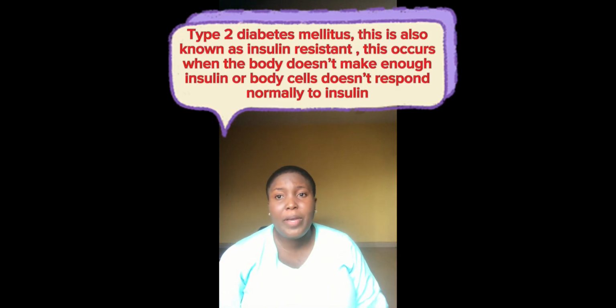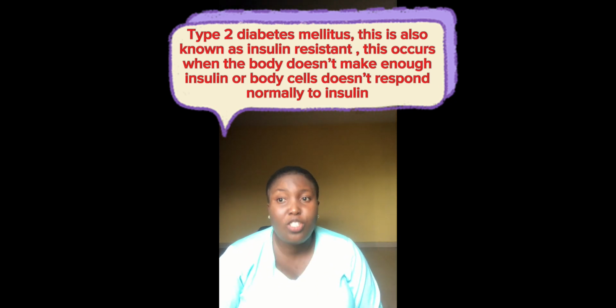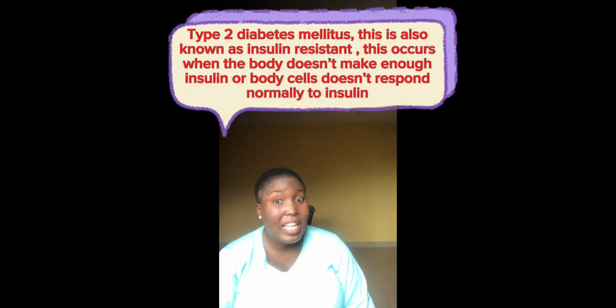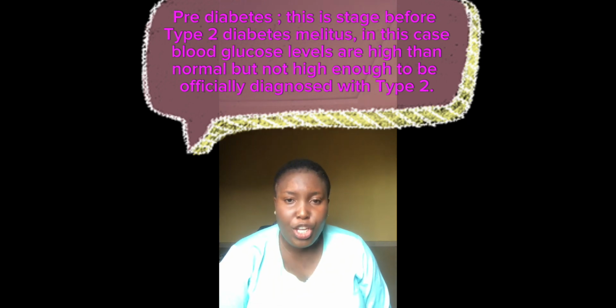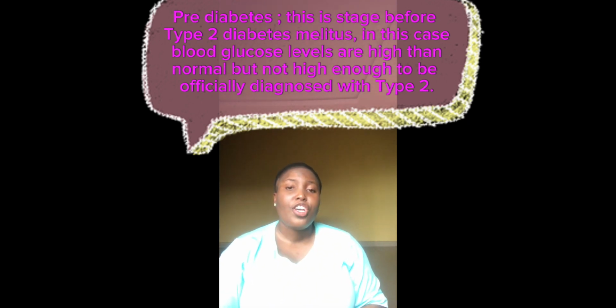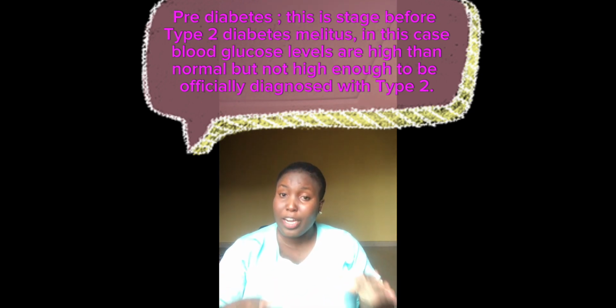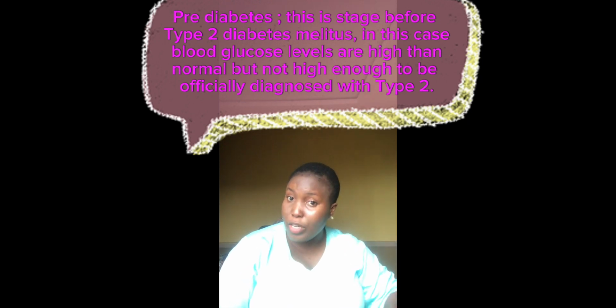For type 2 diabetes mellitus, the body doesn't make enough insulin, or the body cells do not respond normally to the insulin. It is also called insulin-resistant diabetes mellitus. This is the most common type. It affects mainly adults, but sometimes children too. Then we have the pre-diabetes mellitus stage. At this stage, the blood sugar is high, but not high enough to diagnose the person with type 2 diabetes mellitus. So it's a stage before type 2 diabetes mellitus.